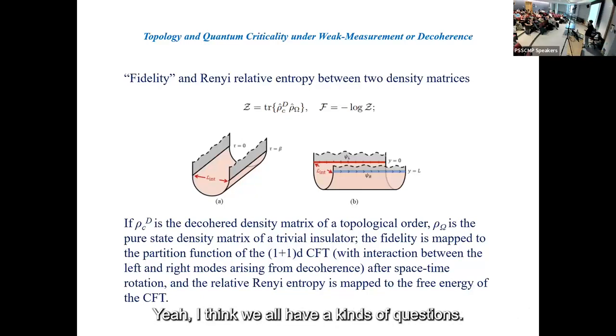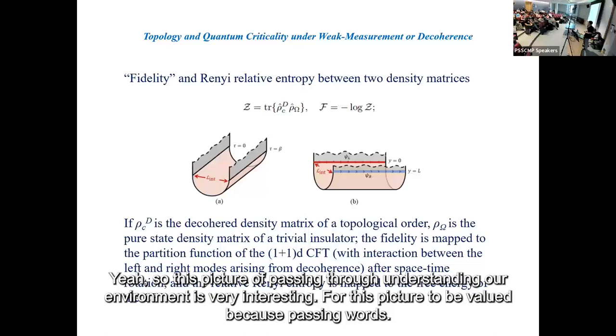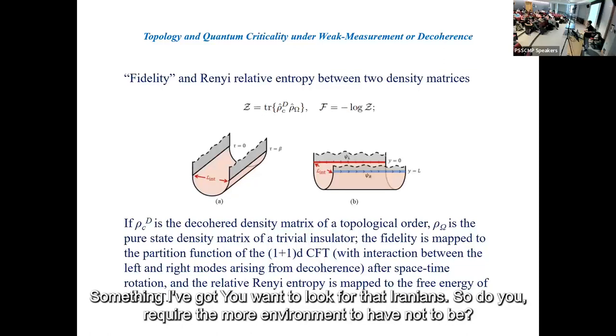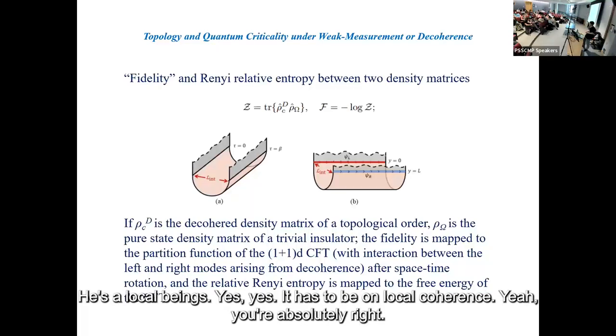I think Biao has a question. Yeah. This picture of a path integral understanding of weak measurement is very interesting. But for this picture to be valid, because the path integral involves local Lagrangians, do you require the weak measurement to be measured in some local basis? Yes, it has to be some local decoherence. You are absolutely right.